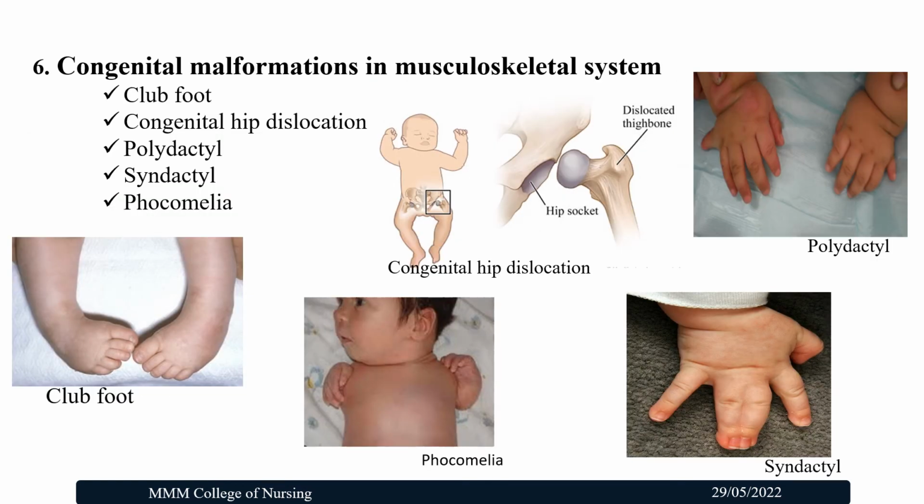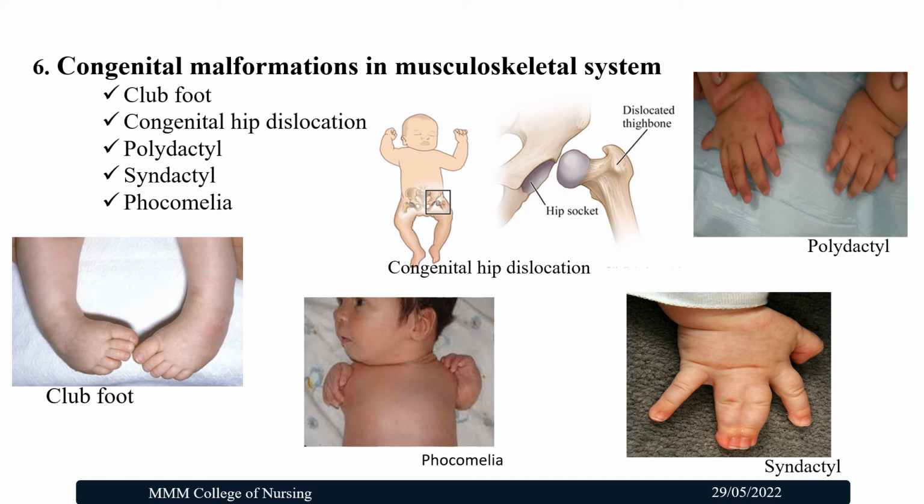Next condition is musculoskeletal system disorders: clubfoot, congenital hip dislocation, polydactyly, syndactyly, phocomelia. First, clubfoot is a birth defect where one or both feet are rotated inward or downward, and it is also called talipes. Moving to congenital hip dislocation, it is an abnormal formation of the hip joint during the early stages of fetal development.